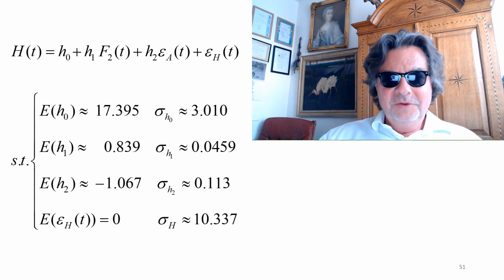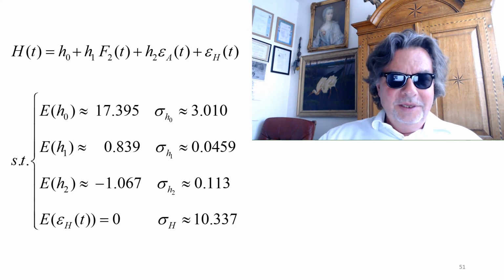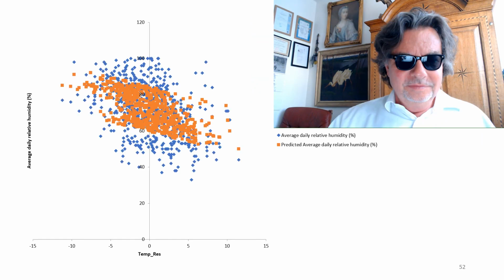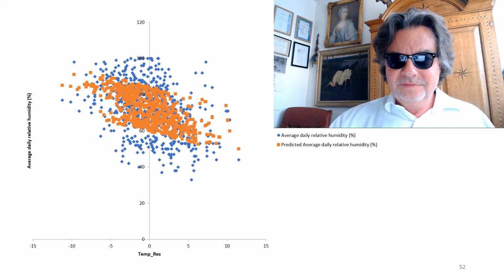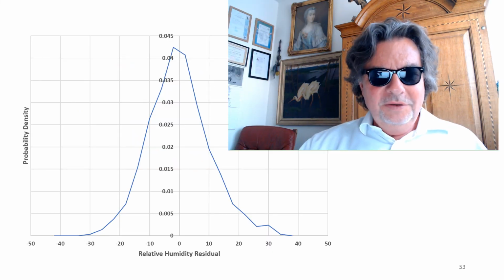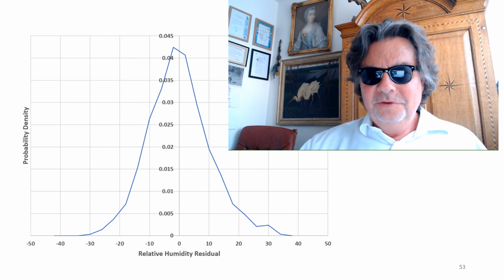It's even better to express relative humidity as a function of F2 and of the residual in temperature. And here we see how this works, and we see that the residual in temperature and relative humidity have strictly negative correlation. We see here that the relative humidity is negatively affected by increasing temperature residuals, which can also be expected. The PDF of the relative humidity residual looks very nice. It's almost a perfect normal distribution.